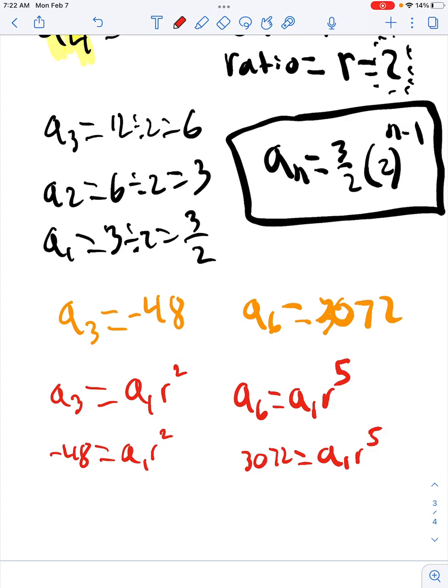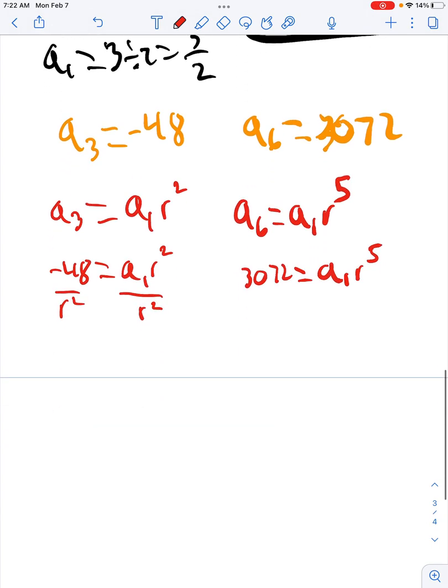So now I'm going to solve the system. Let's pretend I want to get a sub 1 all by itself, so I'm going to divide by r squared on both sides. So I have negative 48 over r squared equals a sub 1. And then I can plug that in to this equation. I'm going to take what I just found right here and plug it into this equation.